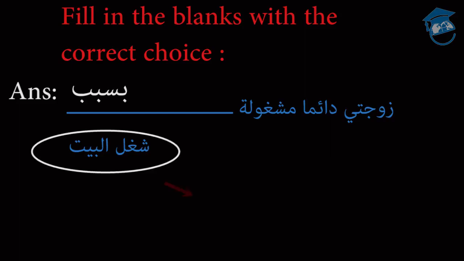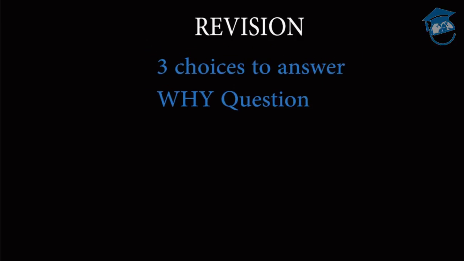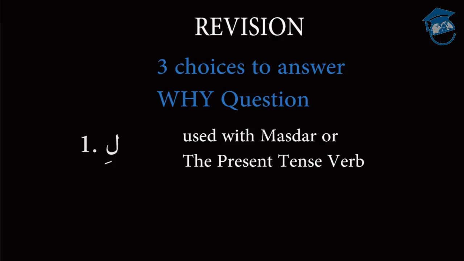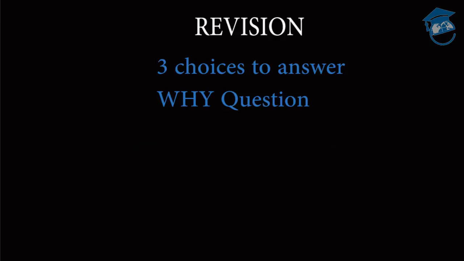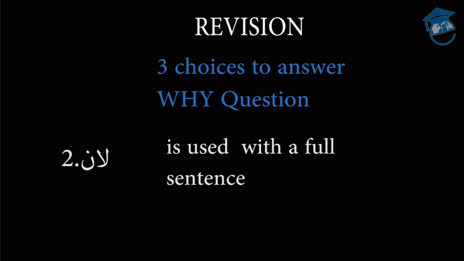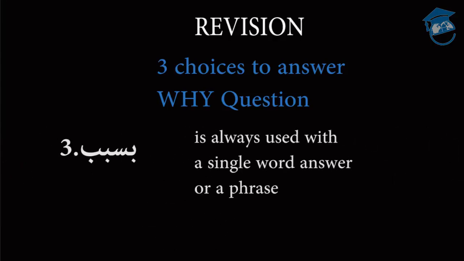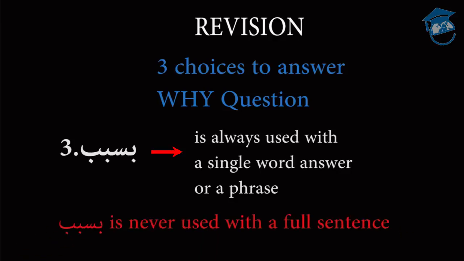شغل البيت, housework. Now let's quickly review what we've just learned. If someone asks you a why question using لماذا, you can answer in 3 ways. First, لي. لي is used with a masdar or a present tense verb. You can also answer with لأن. لأن is used with a full sentence. And finally, you can use بسبب. بسبب is always used with a single word answer or a phrase, but never with a full sentence.